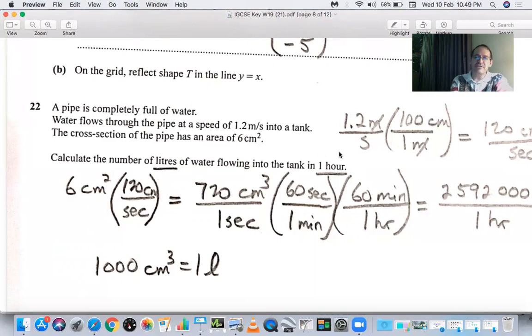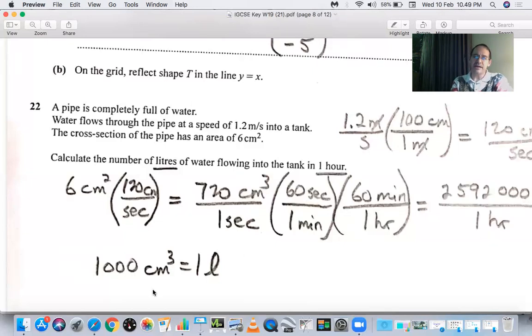And we want to change this to hours. So 60 seconds to 1 minute, 60 minutes to 1 hour. That cancels off all of your units for the time, and that gives you 720 times 60 times 60, which is 2,592,000 cubic centimeters. You can't see it there. It's cubic centimeters per 1 hour.